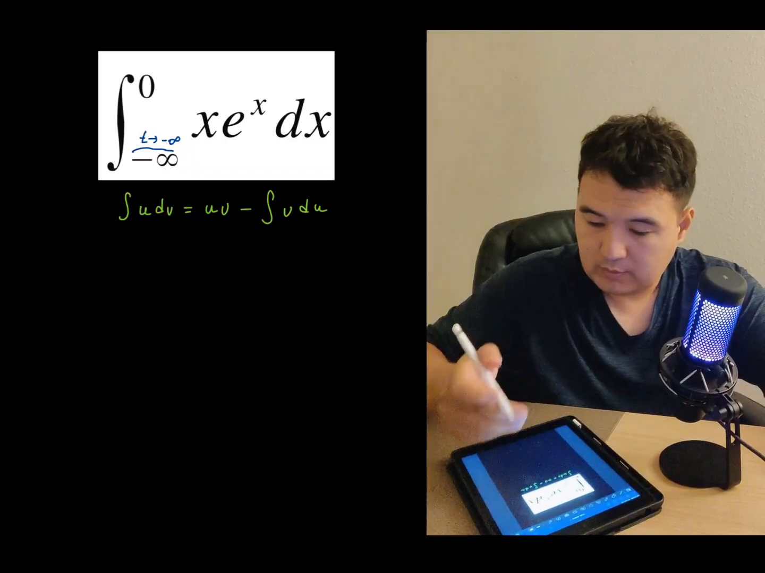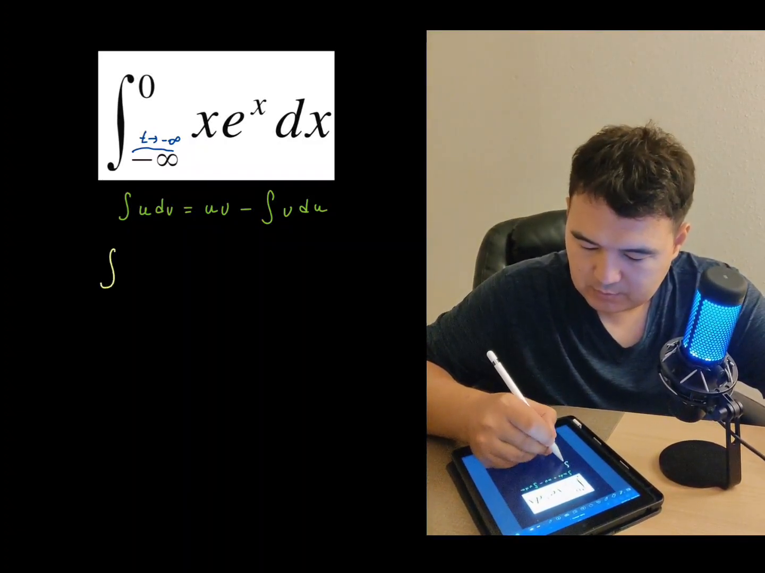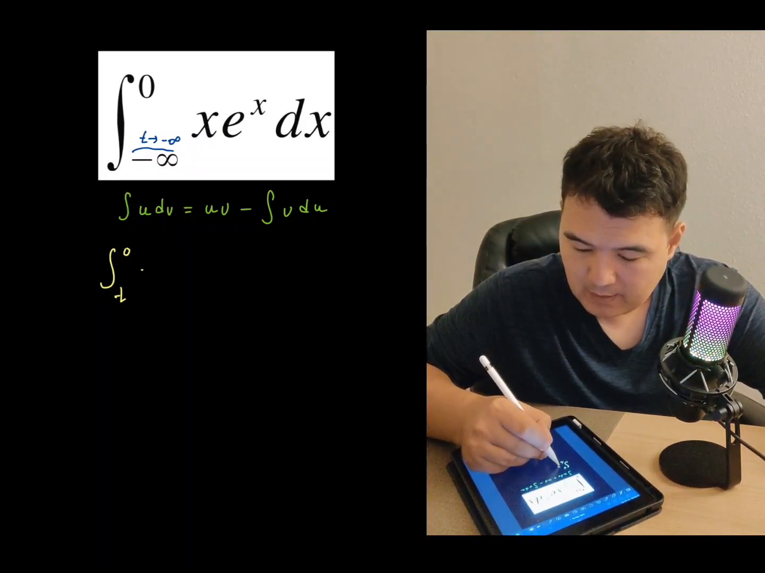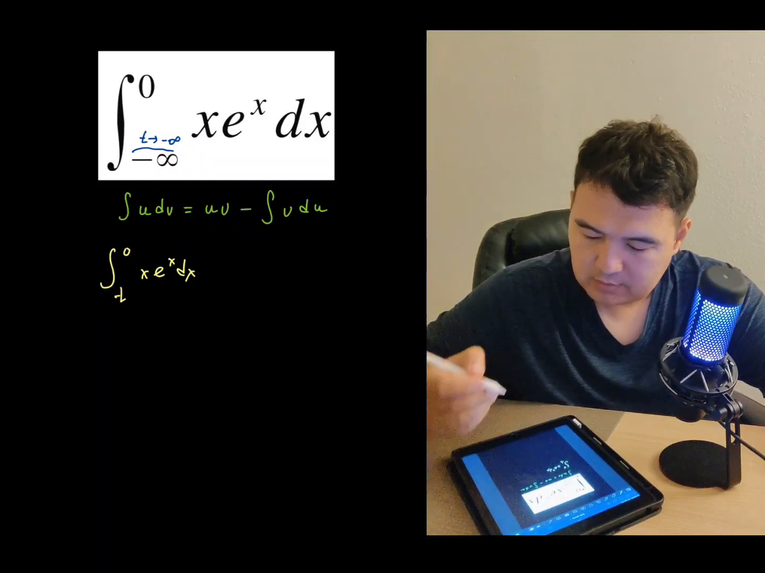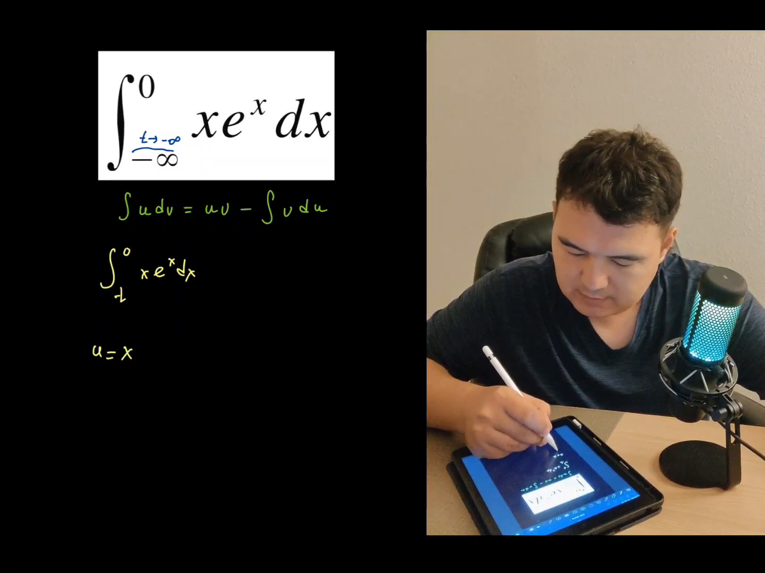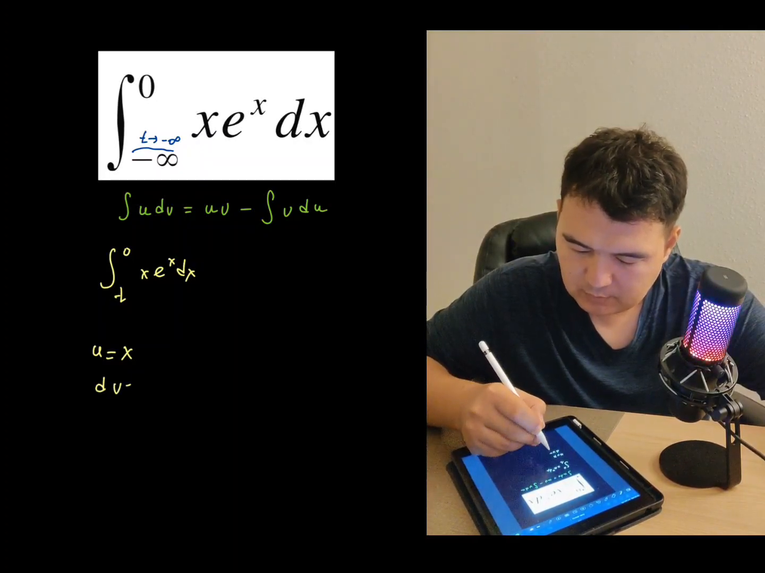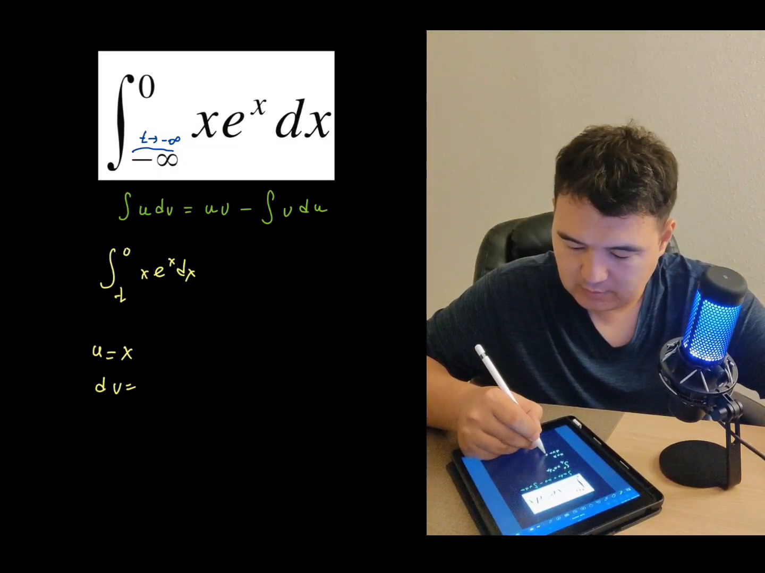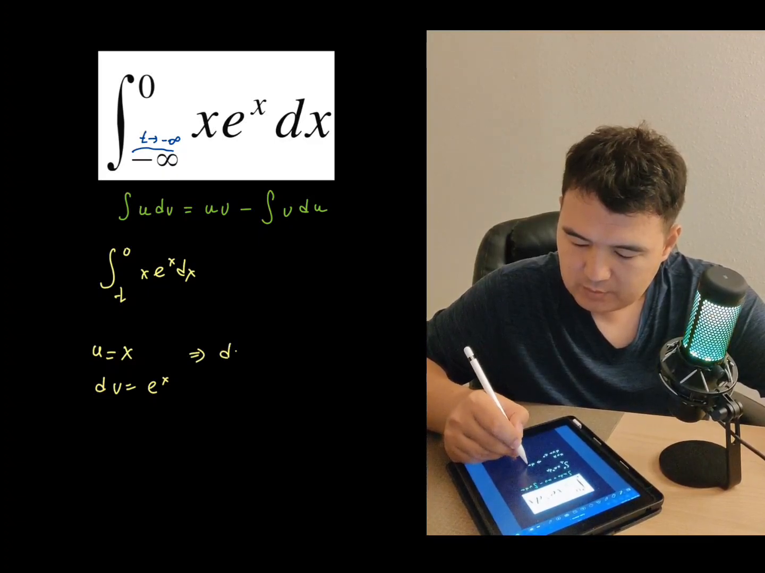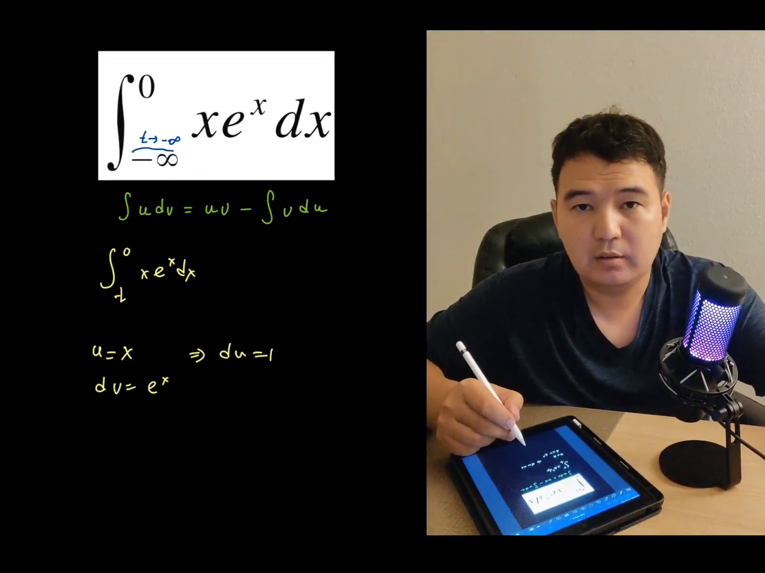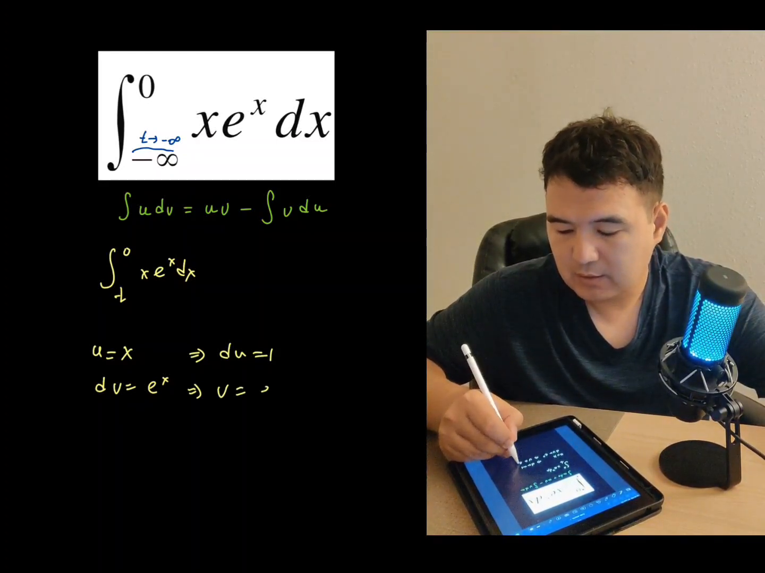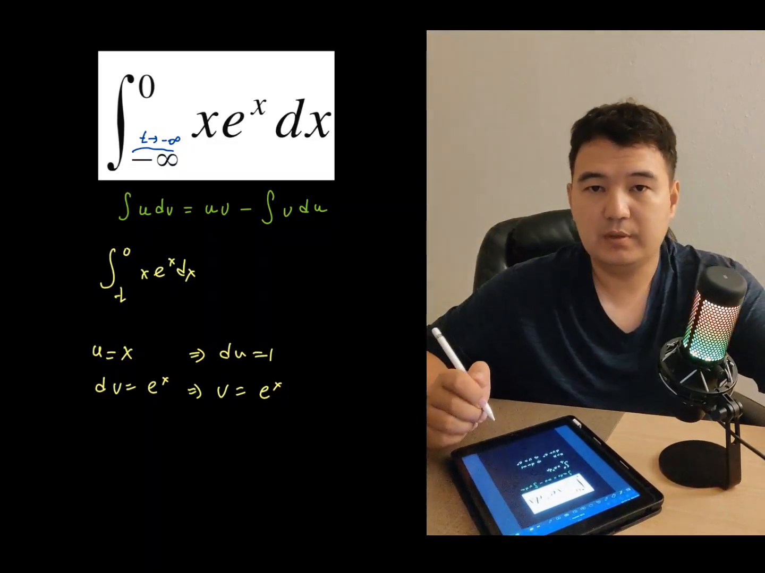If I want to do the integral from my problem, from t to 0, with t going to negative infinity, of x e^x dx, I will say that u is x, and dv is e^x. That means du is equal to 1, because du is the derivative of u, just 1, and v is e^x because v should be the integral of dv.